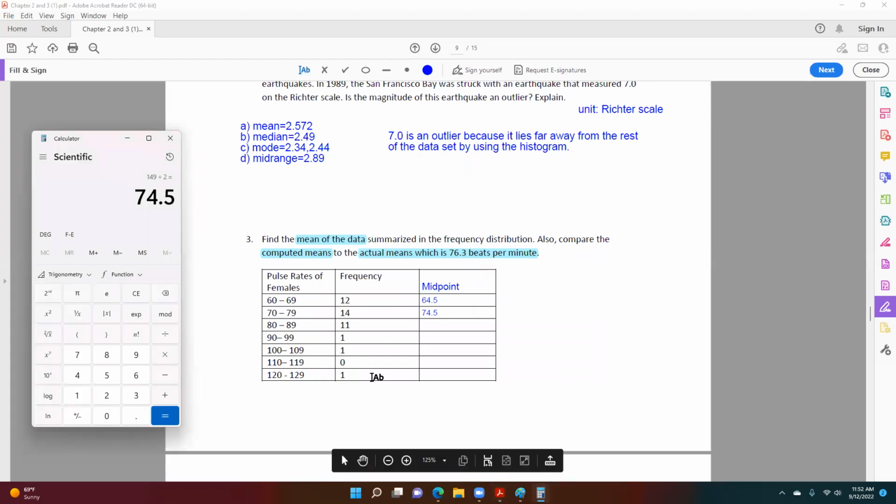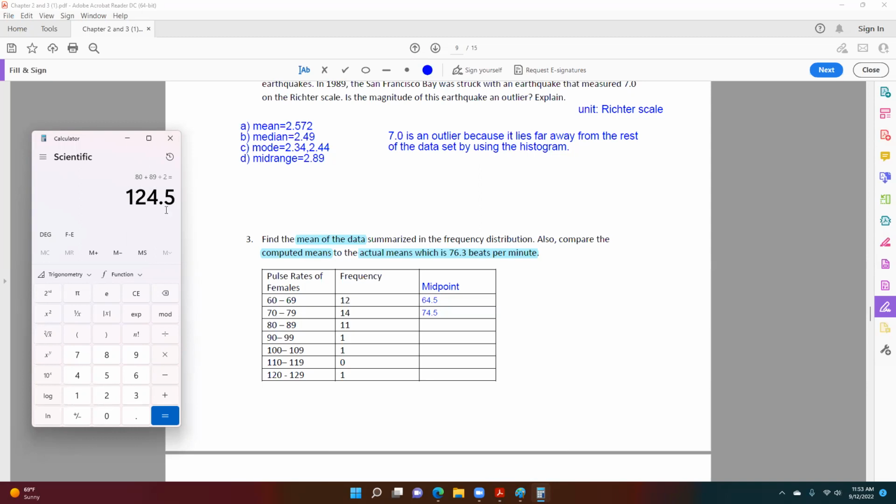And then you do the same thing for the next one, 80 plus 89 divided by 2. This is how you find your midpoints here. Now, this is a good one. How do you use your calculator? If you see what I just entered in my calculator, I take 80 plus 89 divided by 2. It came out to be 124.5.